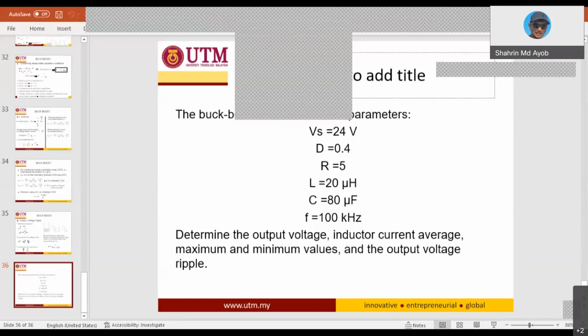Okay, so buck boost converters. Okay, buck boost converter example. I don't remember where I got these examples, but I think this one is very good.